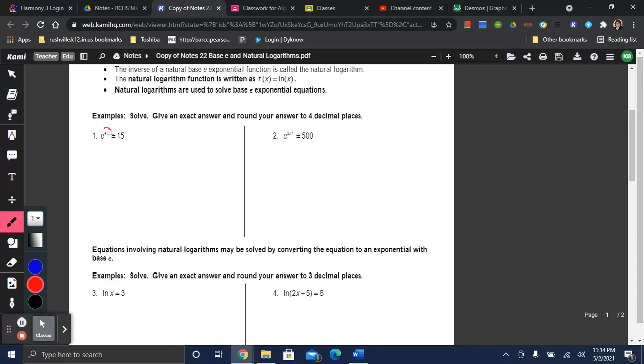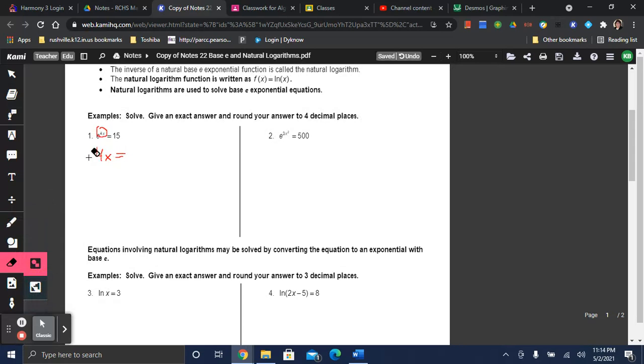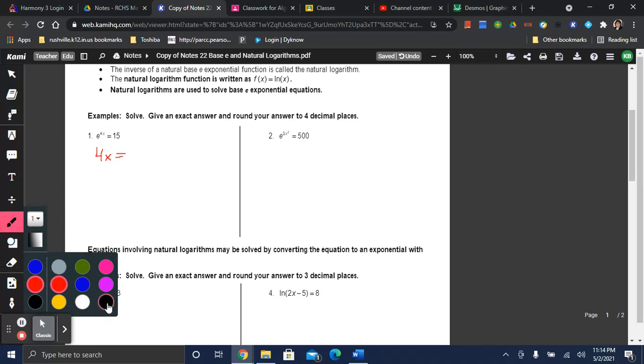We would start with our exponent. So 4x equals, and then I'm going to erase that so we can see the rest of it. Then your base is e. That's where we'll use natural log. So the natural log will get rid of the e, and then we'll be taking the logarithm of our answer of 15. So this will be a numerical value, and then you'll solve for x.